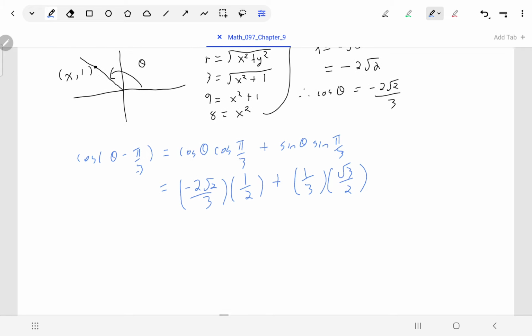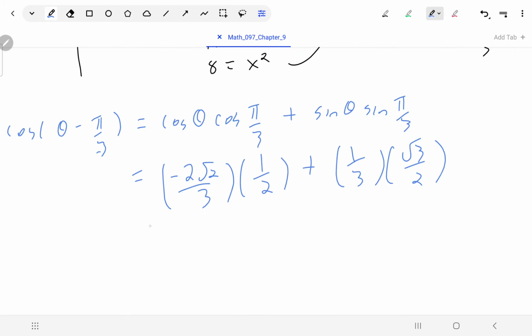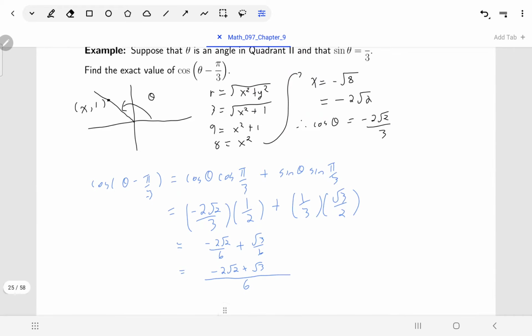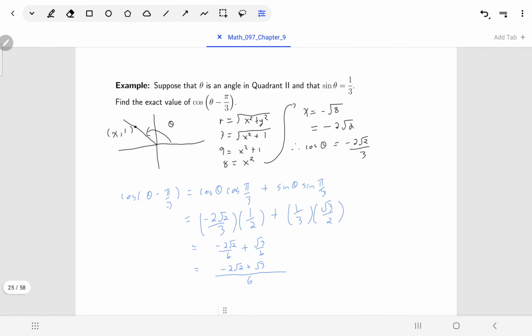And then the only thing left to do here is a little bit of simplifying, and then we're finished. So I have negative 2 root 2 over 6 plus root 3 over 6, which, if I wanted to combine it into one fraction, would be negative 2 root 2 plus root 3, all over 6. And there we go. We found our exact value of cosine of theta minus pi over 3.